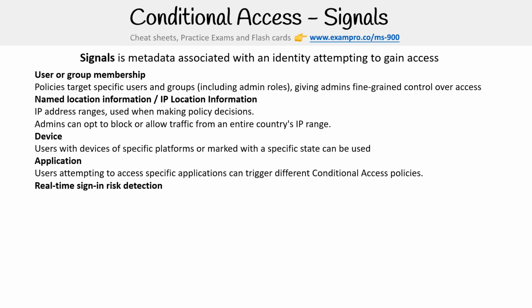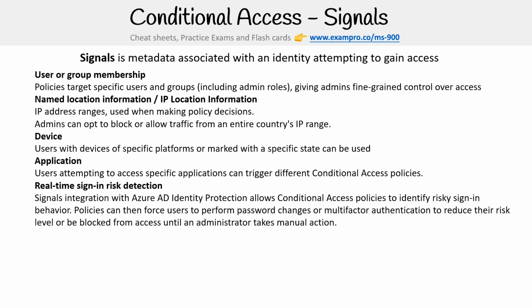Real-time sign-in risk detection. So signals integration with Azure AD Identity Protection allows conditional access policies to identify risky sign-in behavior, and policies can then force users to perform password changes or multi-factor authentication to reduce the risk level, or be blocked from access until an administrator takes manual action.